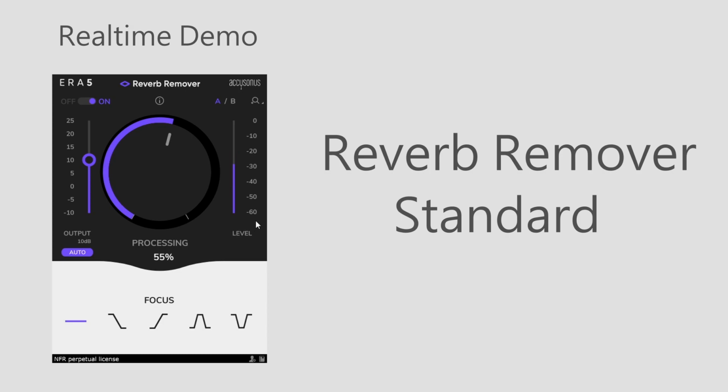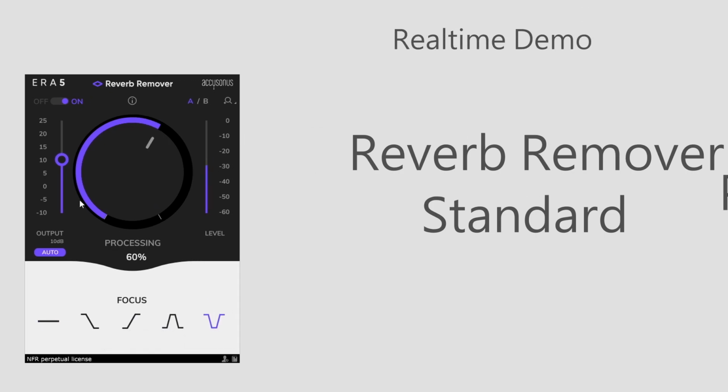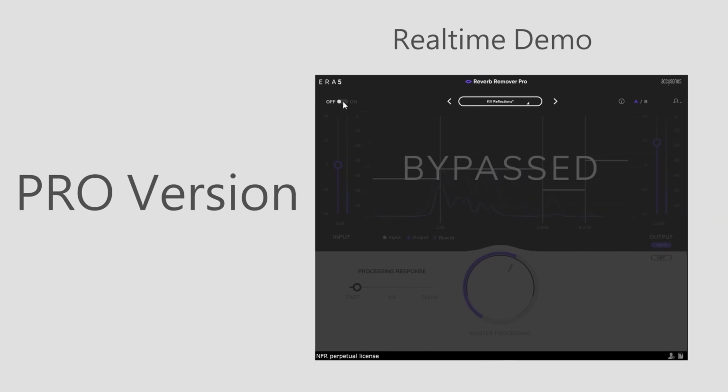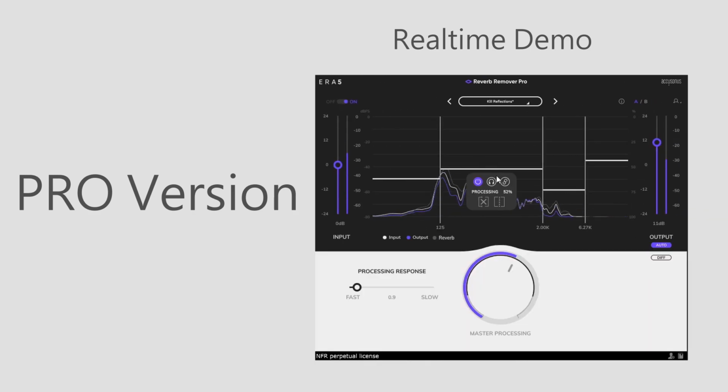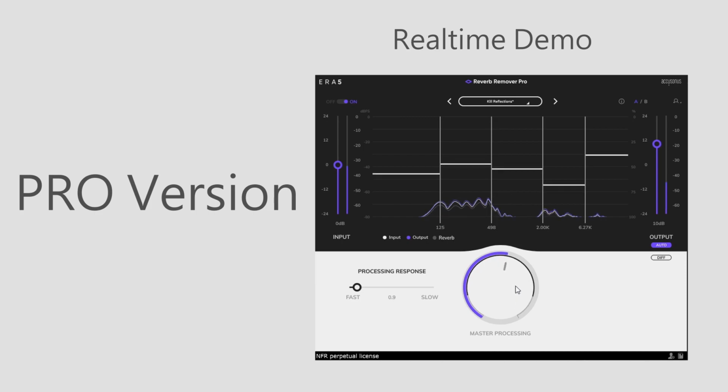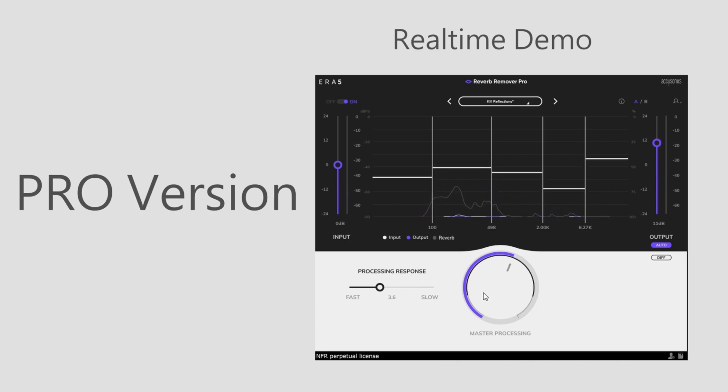There are two versions of reverb remover. In the standard version, you have the central processing dial, and then at the bottom, you have a couple of frequency bands which you can switch between to target different areas, similar to that of noise remover. However, in the pro version, you can create up to 6 independent spectral bands and really hone in where you want the effect to be applied. It's a much more advanced plugin and does a better job at treating those ambiences.